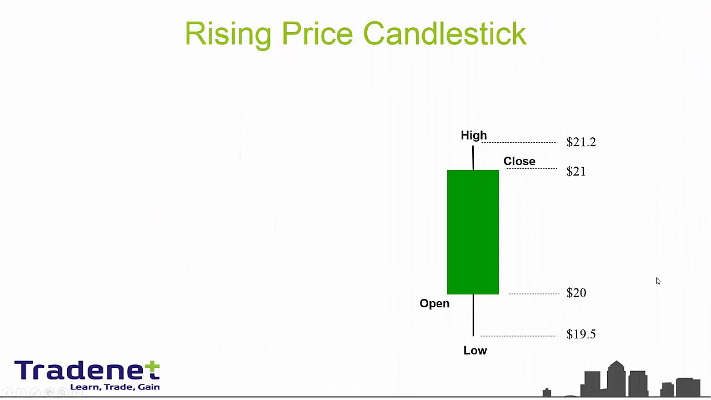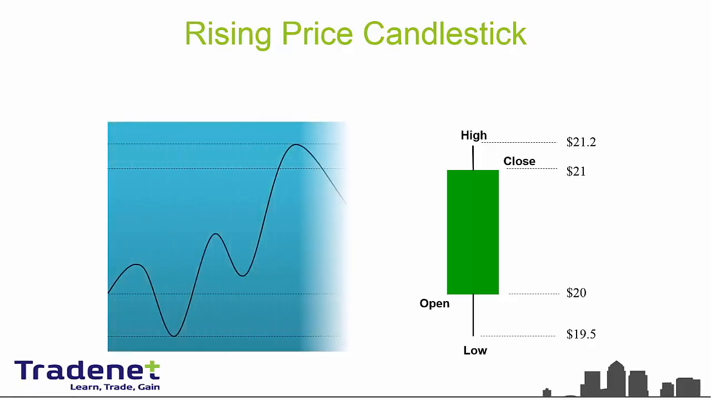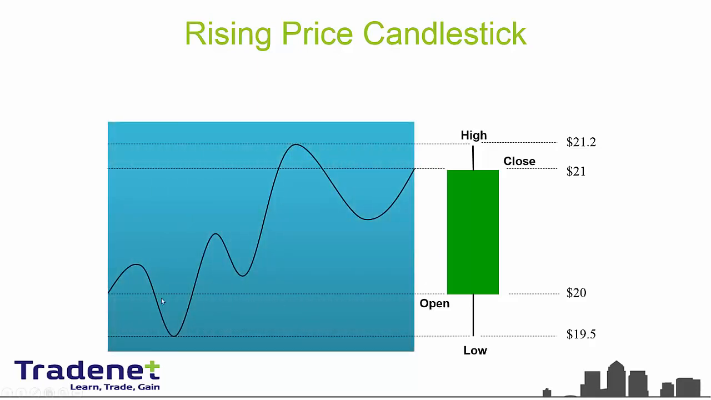This is a green candlestick which represents a price which is moving up. We can see that the open price is $20, the close price is $21, and we have a topping tail which represents the high and the bottoming tail which represents the low. If this candlestick represents a day, then the price movement throughout the day could have looked like this. This is the open price at $20, the close price at $21, there is a high and there is a low.